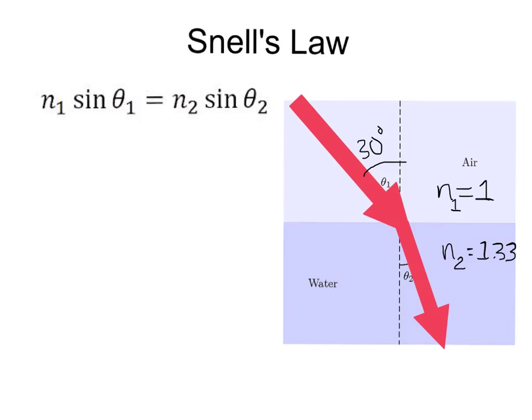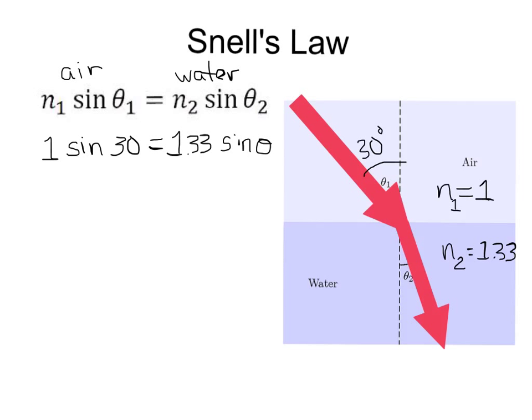So N1 will be air. This is really going to be the characteristics of the air medium compared to the characteristics of the water medium. So the N for air is 1. The sine of the angle, well, that's 30 degrees. The N for water is 1.33. And here we can see our only unknown is the angle 2, which is going to be our refracted angle. So let's calculate theta 2, the angle of refraction.